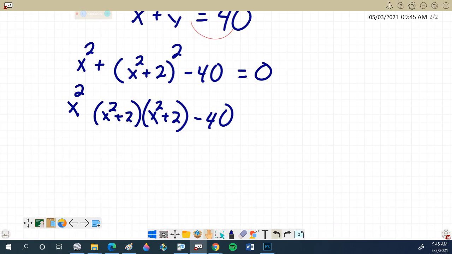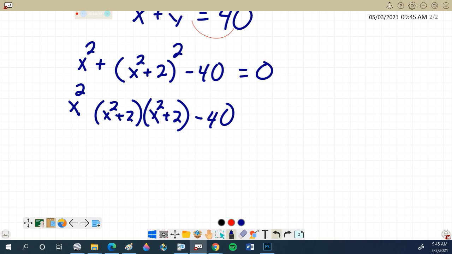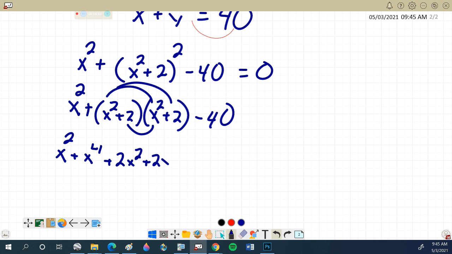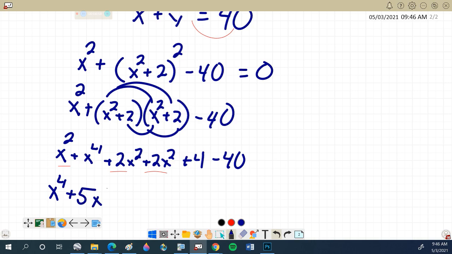And this looks really hard. It's not as bad as you think. So that's x to the 4th. That is 2x squared. This is 2x squared. And this is 4. Forgot the minus 40. Thank you. Okay. x to the 4th. 1 plus 2 plus 2 is 5. And then 4 minus 40 is negative 36.